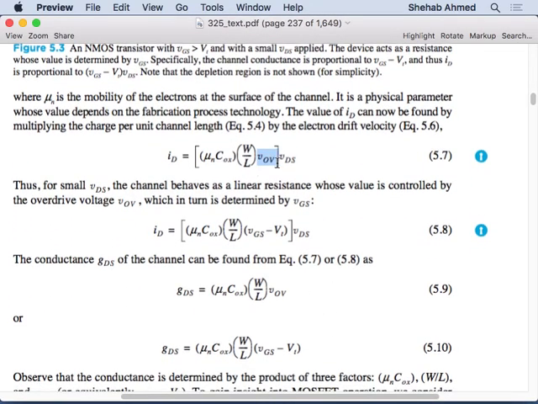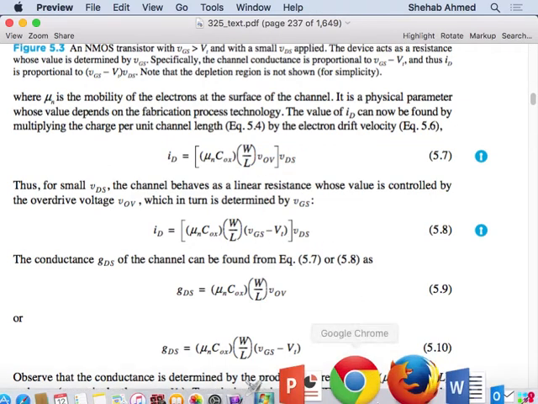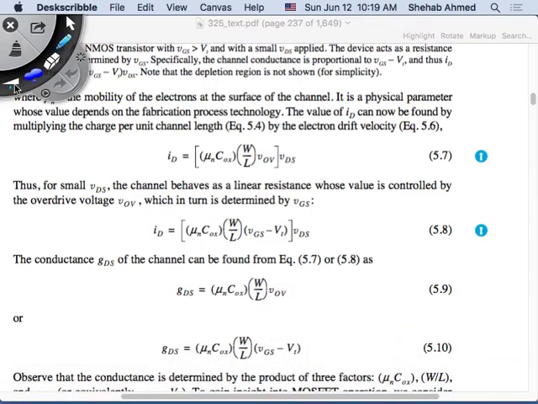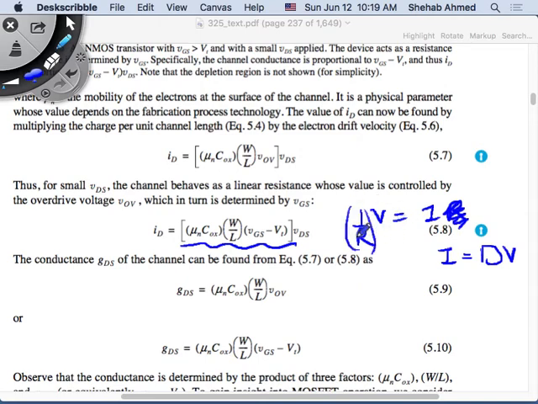They rewrite V overdrive in terms of VGS minus VT. That's fine. And now what do we have? We have something interesting. Remember Ohm's law is what? V equals I times R. So here I have I equal to something times V. So it's like 1 over R, right? It's V over R. This is 1 over R, or the conductance of the channel, right? So this is the conductance of the channel.